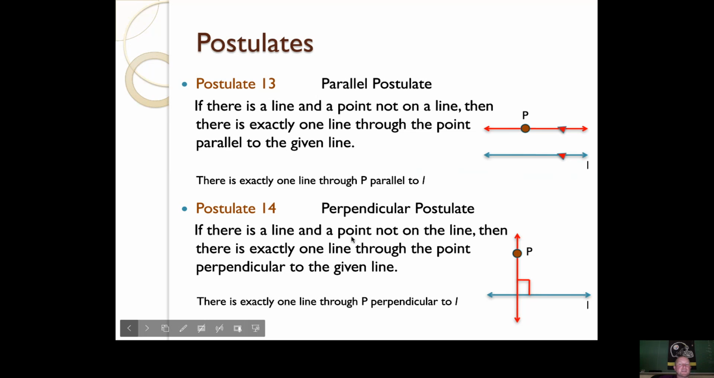Also, remember from that last slide, they're telling you there's infinitely many lines that go through this point that isn't on the blue line. One of them's parallel to it, and exactly one of them's perpendicular to it. There's only one perpendicular line that goes through this point that's perpendicular to this line. Okay, so there's exactly one line through point P that's perpendicular to that blue line.